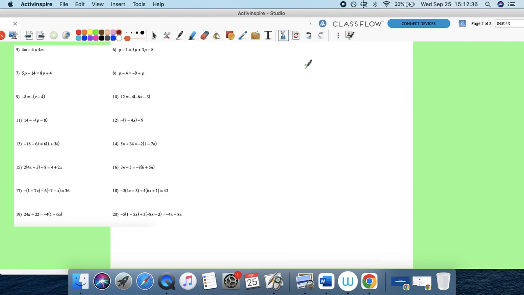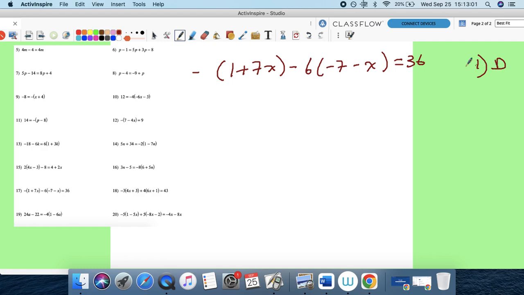Okay, number 17, negative 1, sorry, let me copy this, negative parentheses 1 plus 7x minus 6 times negative 7 minus x equals 36. Okay, go through the order. Number 1, do the distributive property, and there is 2 of them. Well, there's no number, there's no factor out here. Well, it's not that there isn't, it's invisible, so let's just put a 1 over here.